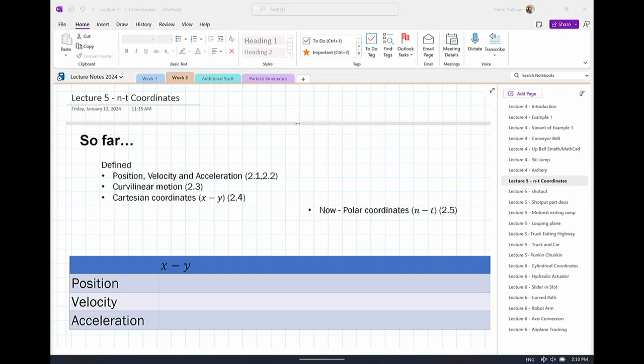Okay, so what we're doing today is switching a little bit and looking at a new coordinate system. That coordinate system is the normal tangential, or NT, coordinate system. So far, we've covered position, velocity, acceleration, curvilinear motion, and defining motion in XY coordinates.